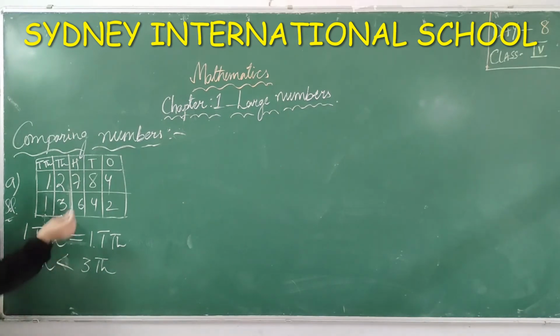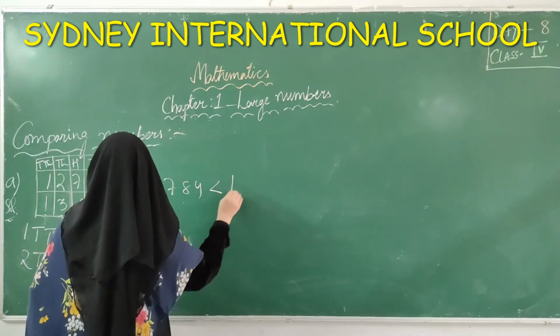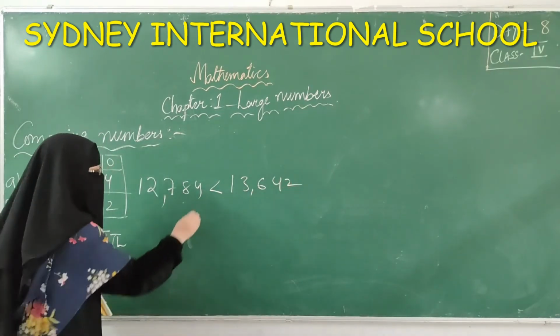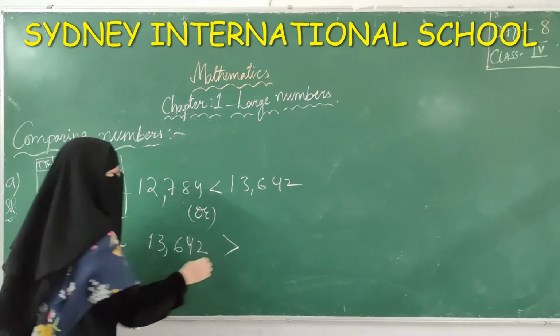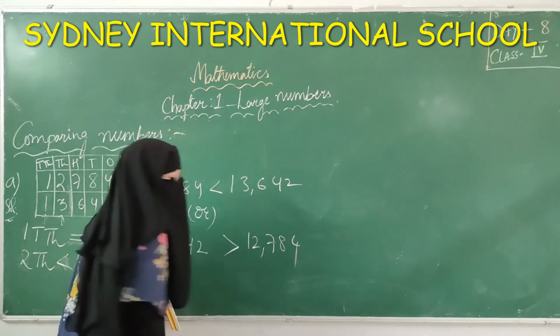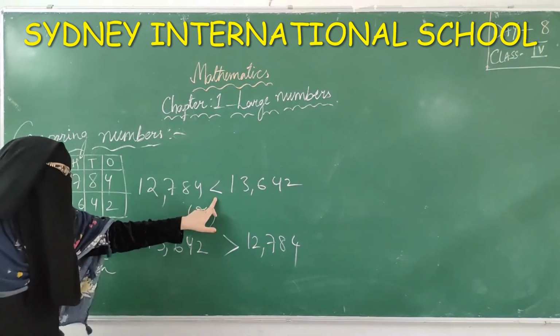Next, 2 is at which position? Thousands. Next 3 is at which position? Thousands. So which one is greater, 2000 or 3000? Obviously 3000 is greater. So we can say 12,784 is less than 13,642, or you can say 13,642 is greater than 12,784. Understood? Whenever you compare numbers, start from your left hand side. If two digits are the same, move to the next digit till you find two digits that are different. This is less than, this is greater than.